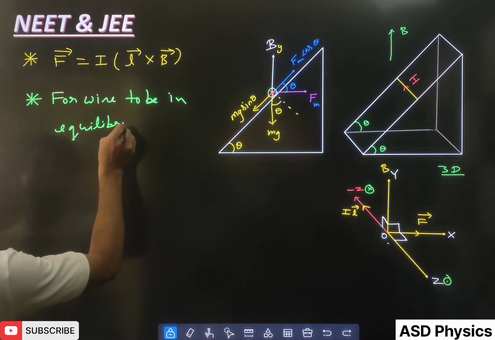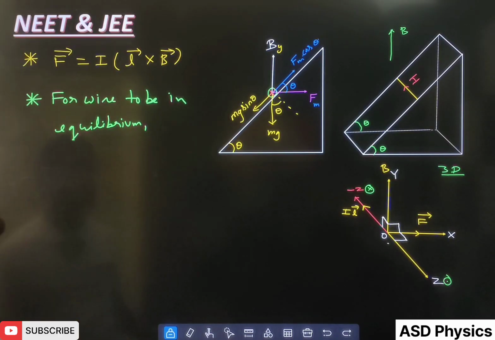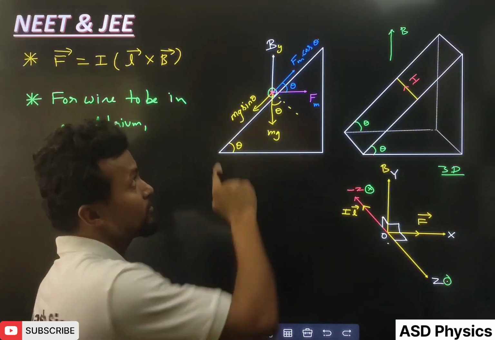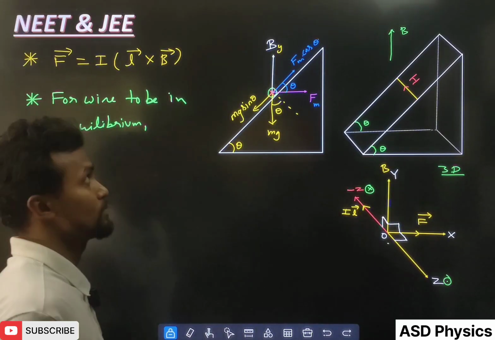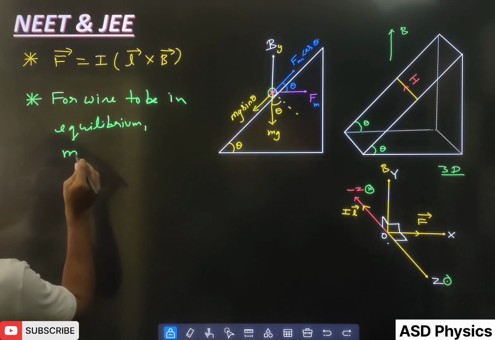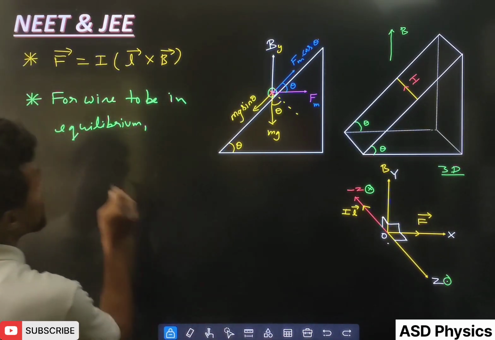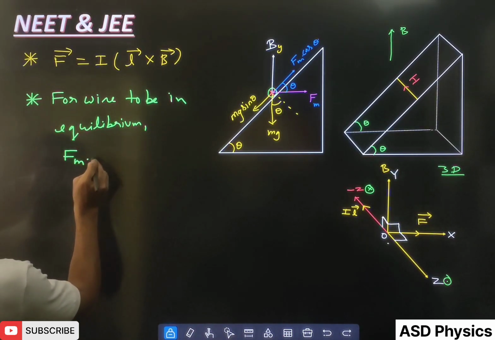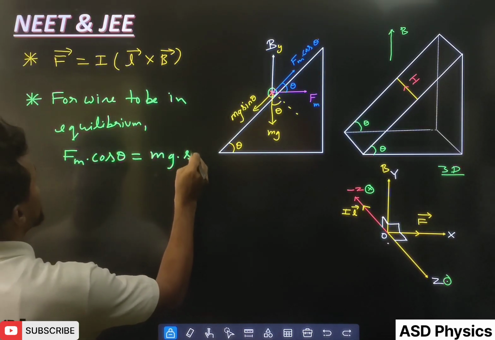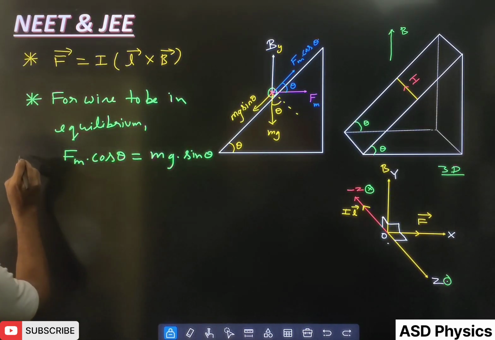You know very well, the wire should not move. So the force along the inclined plane should be balanced by the force opposite to it, in the opposite direction. That means in this situation we can write Fm cos theta is equal to mg sin theta.